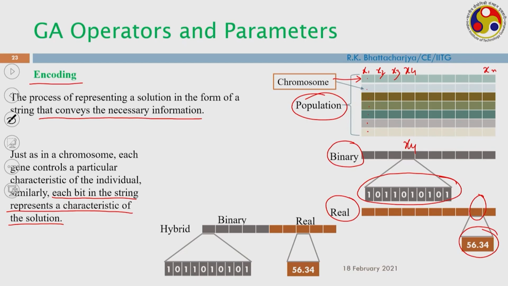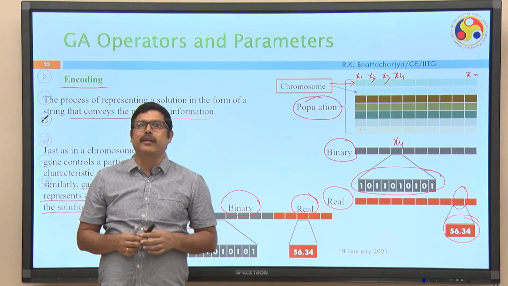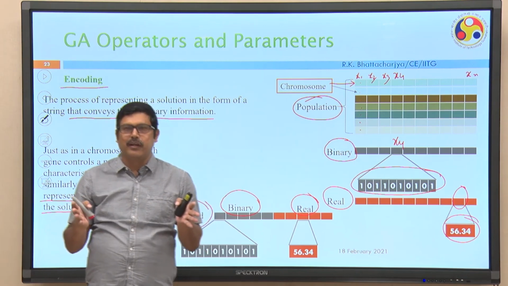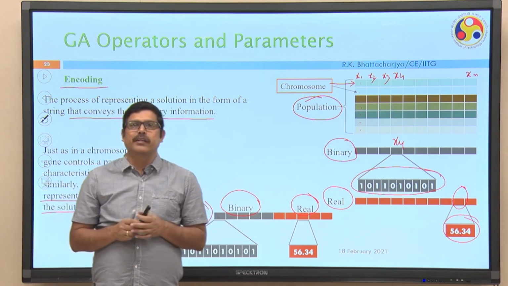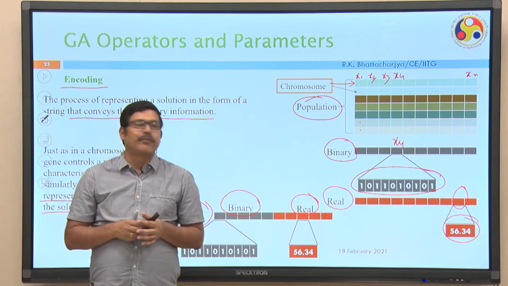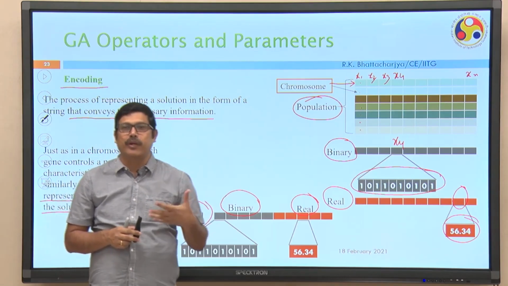Sometimes we take some of the variables as real variables and some as binary variables, and in that case this is known as a hybrid string. So, what we have seen here is that I can consider a binary string, I can consider a real string, or I can consider that part of the string is real and part of the string is binary. If you are using binary, we call it binary coded GA.